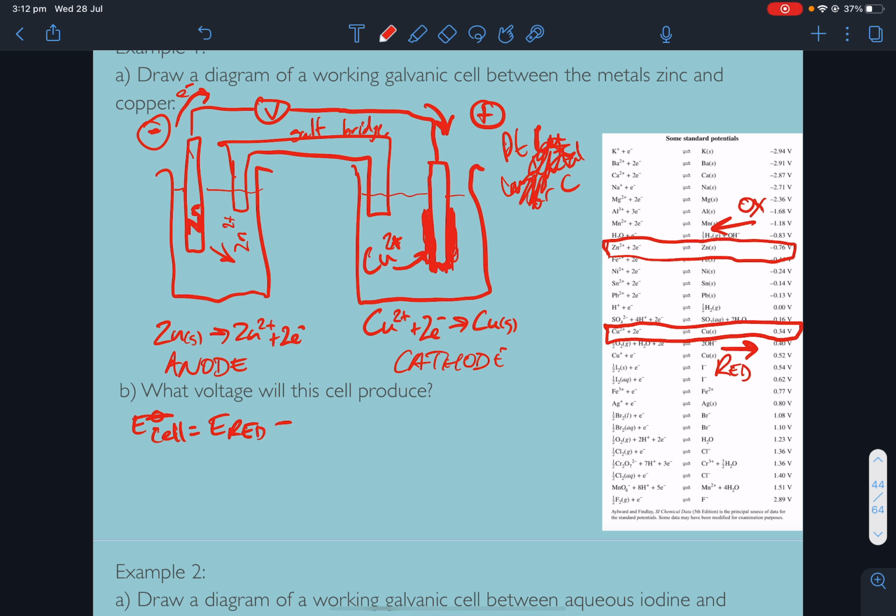Here's our formula: the reduction half minus the oxidation half, redox. So it's going to be 0.34 volts from over here minus negative 0.76. Put it in your calculator, 1.10 volts, which is greater than 0. And so that's reassuring that it's spontaneous. So it actually worked how we designed it to be.